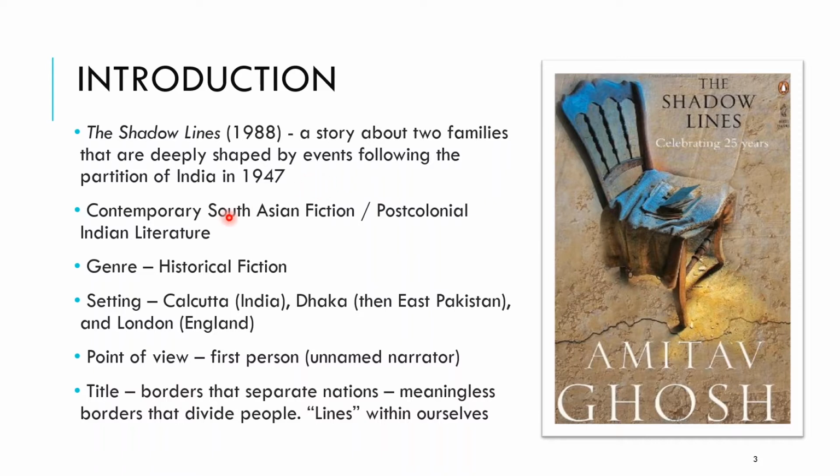The Shadow Lines is part of post-colonial literature. You can even say contemporary literature. The genre is historical fiction. Now, the setting covers three locations. We have Kolkata, which is part of India, then Dhaka, which was part of then East Pakistan, and London, which is in England. About the narration, the story is narrated in the first person point of view by a narrator who remains unknown throughout the story.